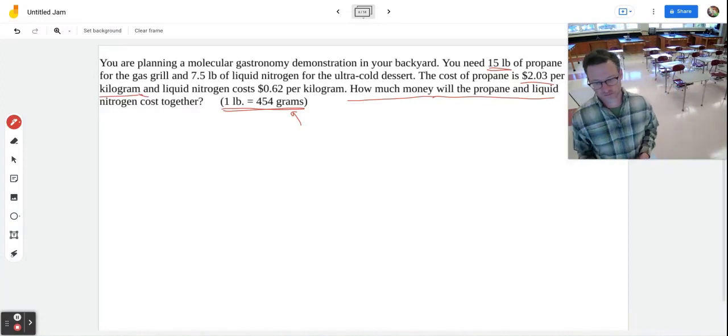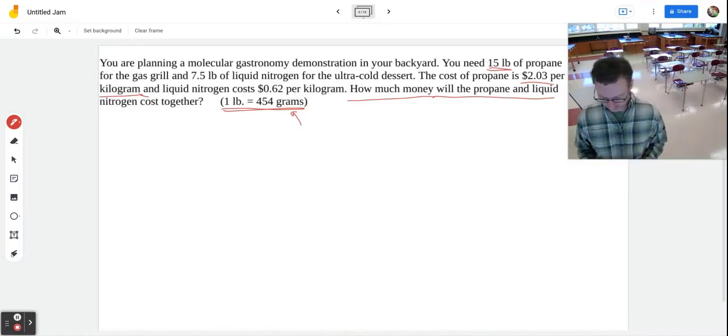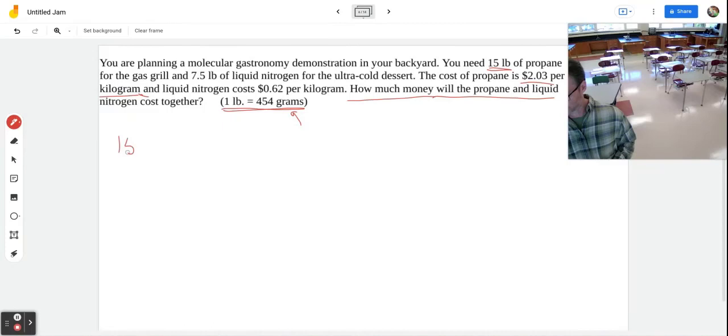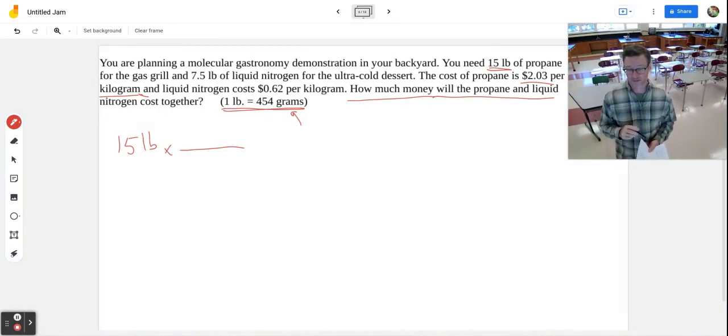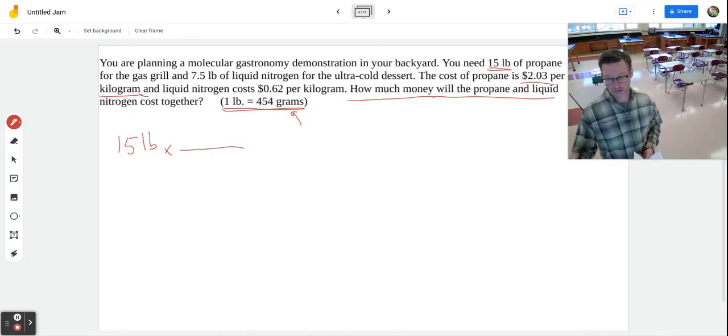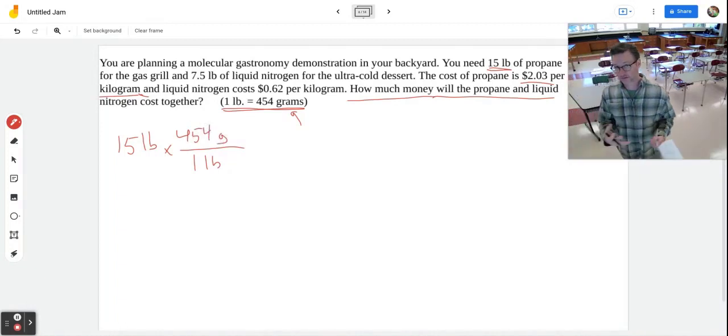And then we'll have to do the same thing for the liquid nitrogen, but the process is gonna be roughly the same. All right, so I'm gonna start with the 15 pounds. I need to convert that 15 pounds into kilograms. But I can't do it directly because I'm not given the conversion between pounds and kilograms. I'm given pounds and grams. So 1 pound, because I want pounds on the bottom so it cancels out, is 454 grams. Okay, that converts pounds to grams.